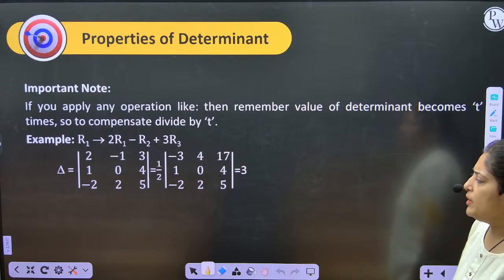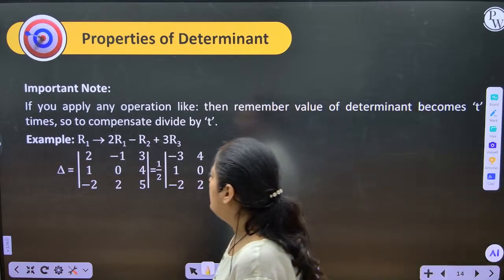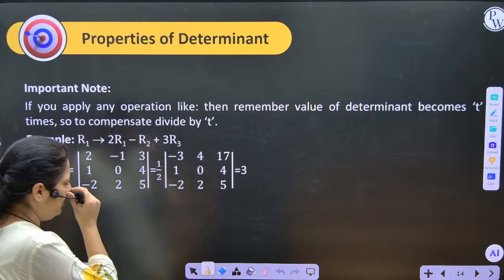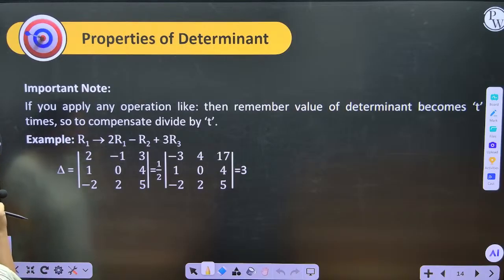So this is nothing but this only. This is just an example, nothing else.